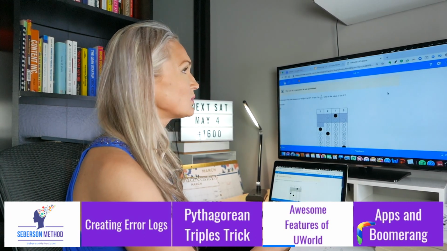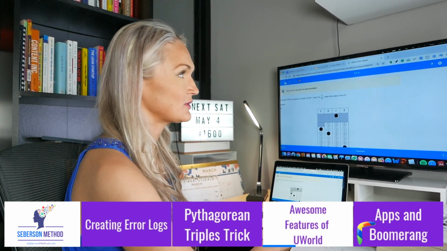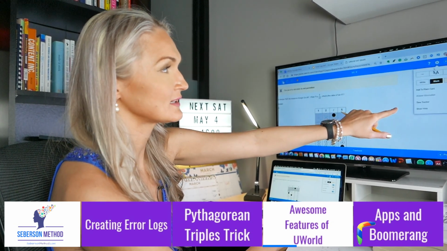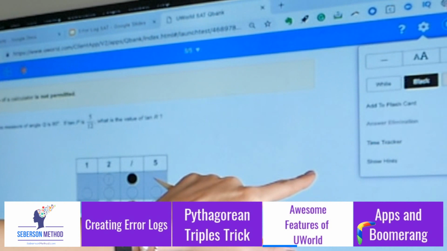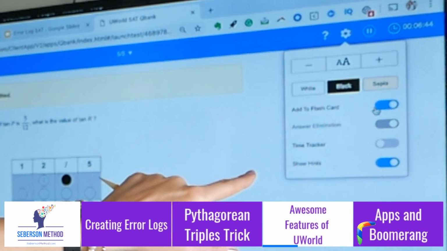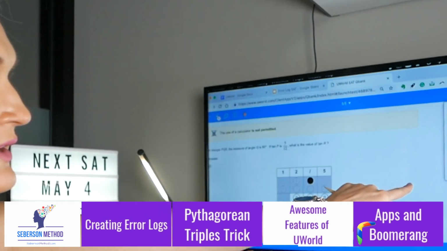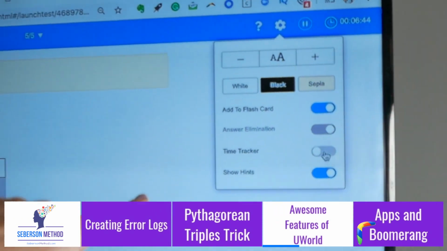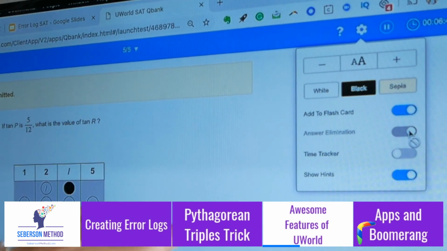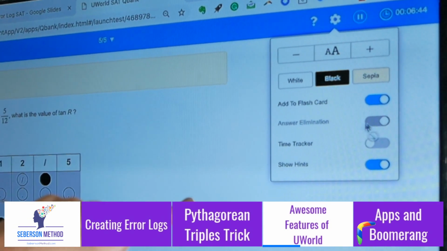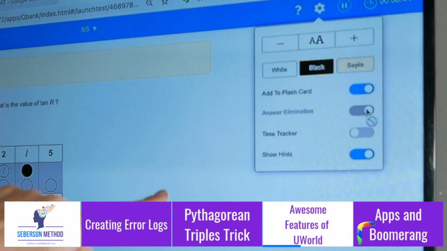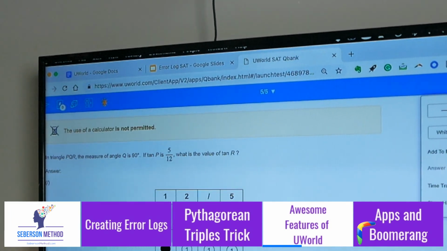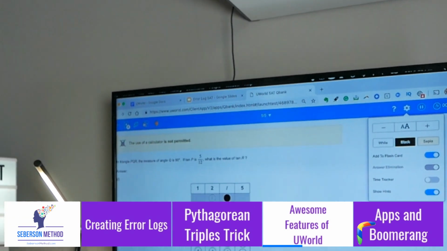Okay, so let me just create one more test for you, and this is a little bit of data. And there are settings here. You can play around with the settings. Oh, by the way, you have this setting of add to flashcard, and I have this activated. Show hints and answer elimination is also activated on my end. Somehow I cannot get rid of it. Look at that. All right, so let's go and do another one.